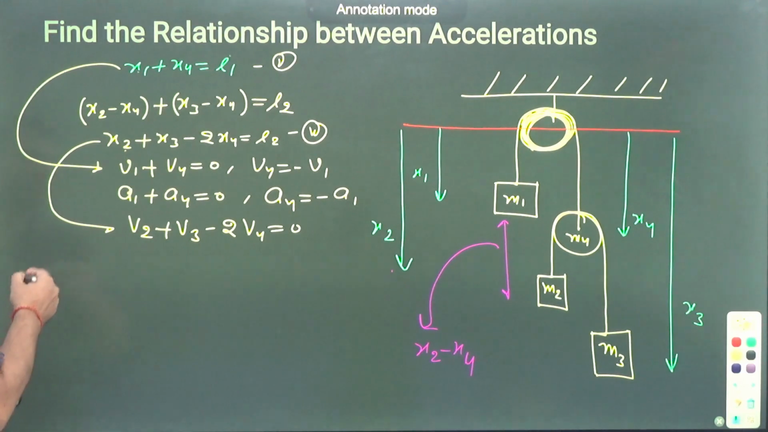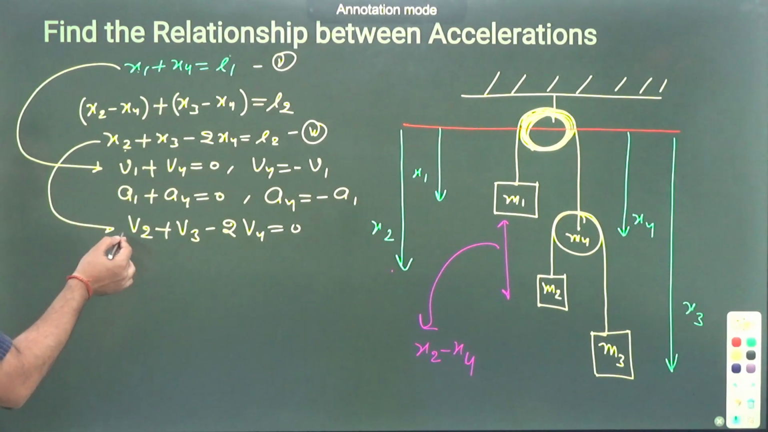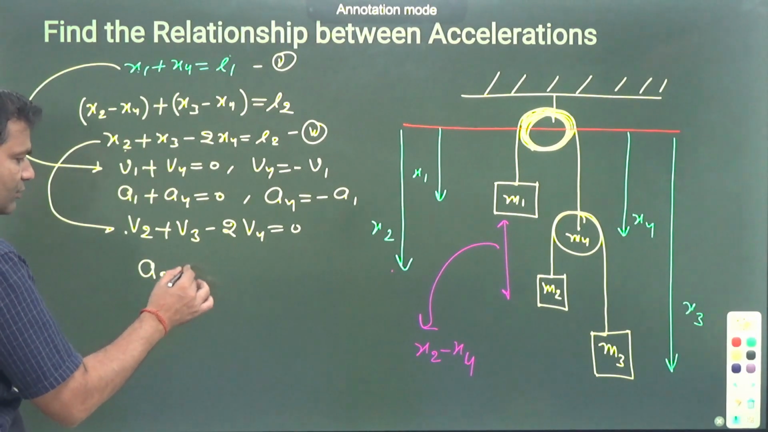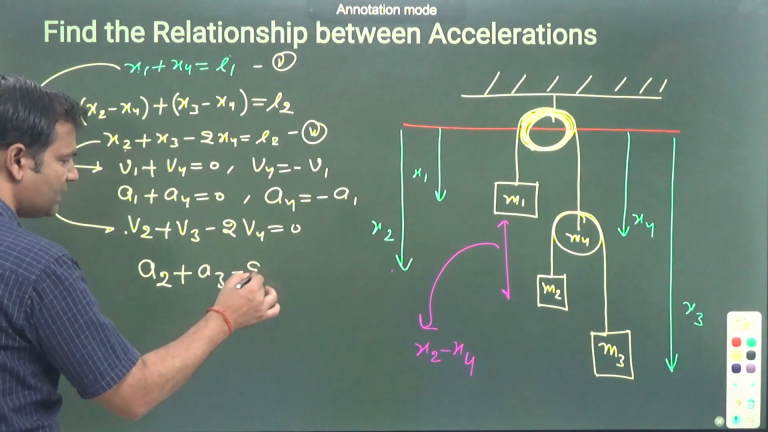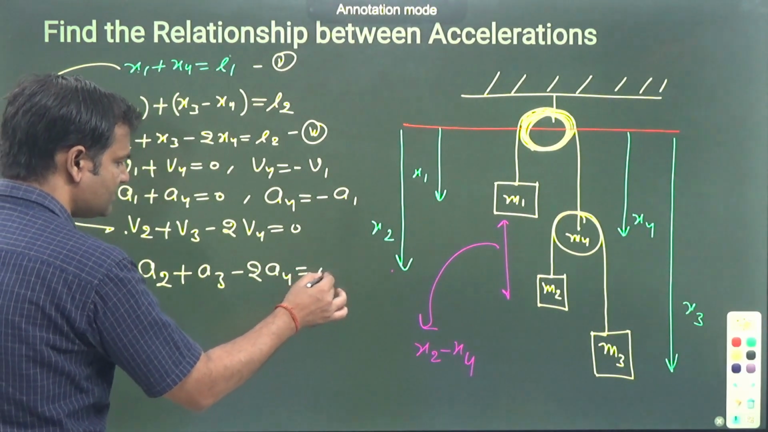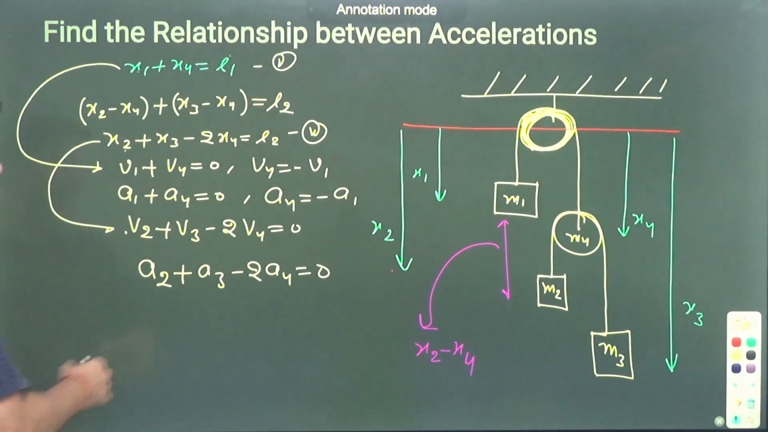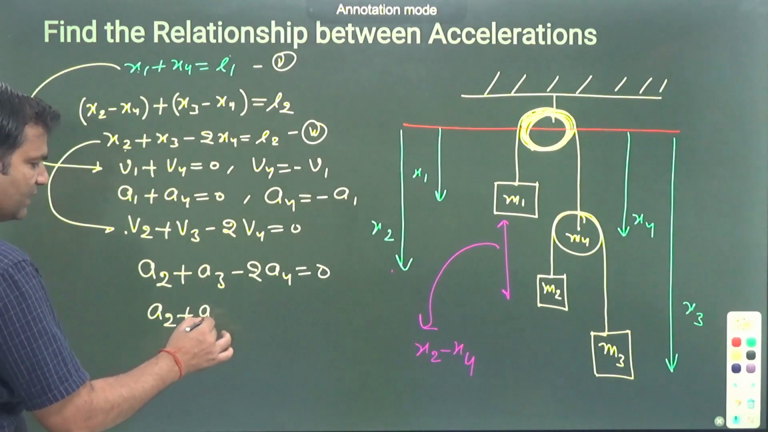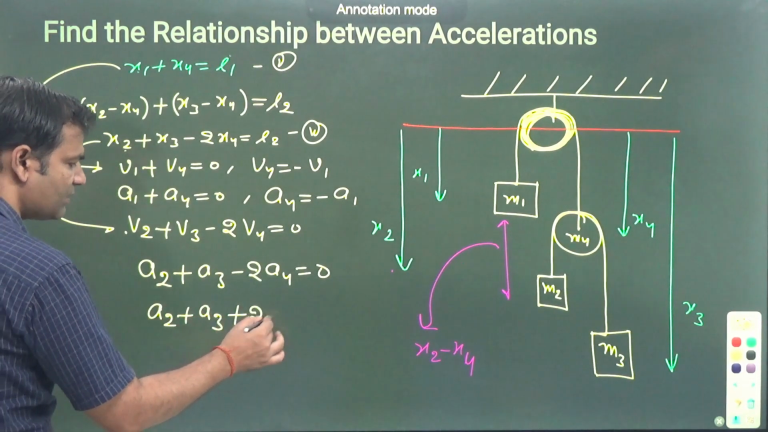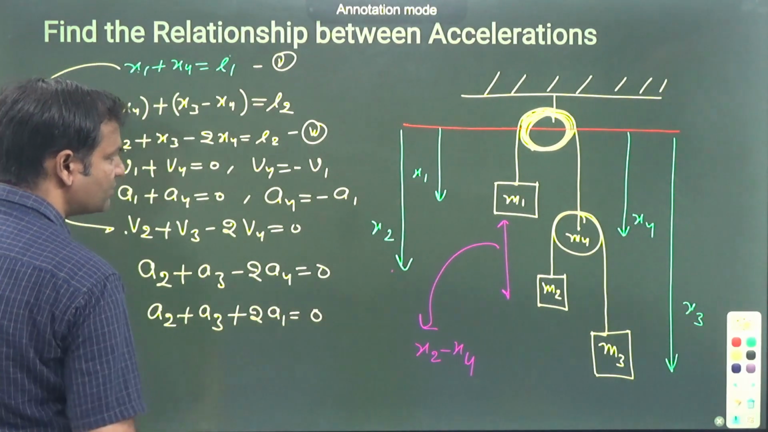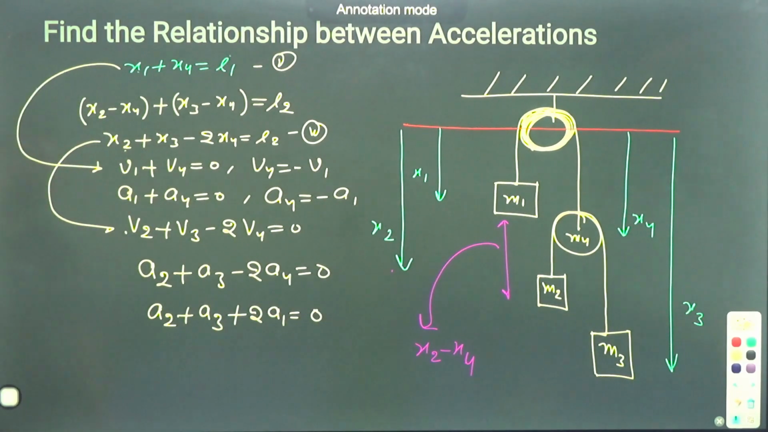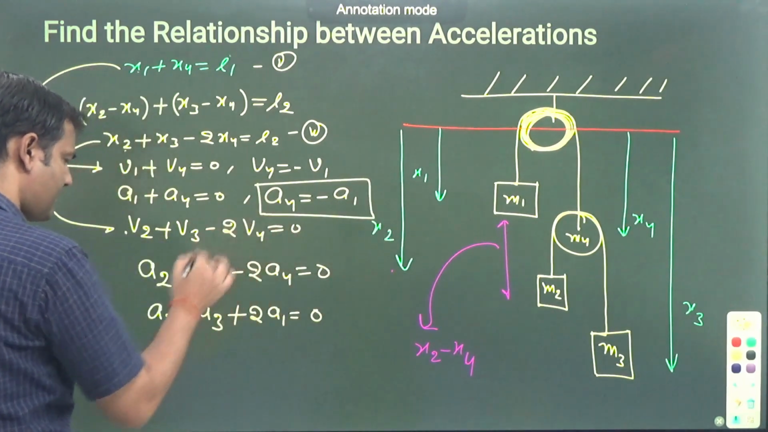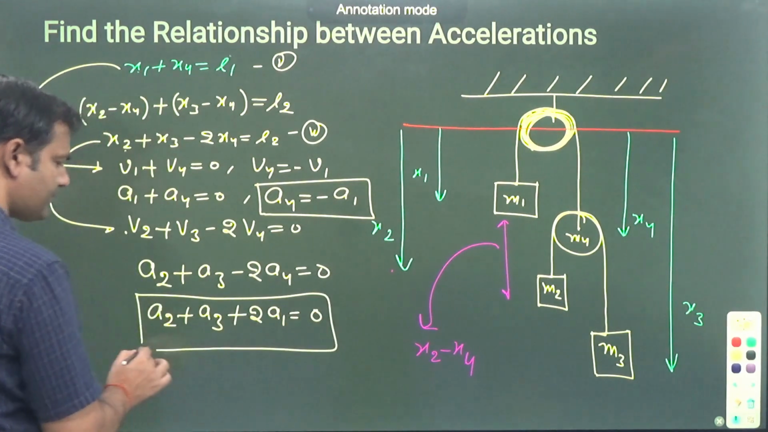And now next one, if you differentiate again, then we get A2 plus A3 minus 2A4, this will be equal to 0. If you put this value A4 equal to minus A1, then A2 plus A3 plus 2A1, this will be equal to 0. Clear or not? So this one and this one.